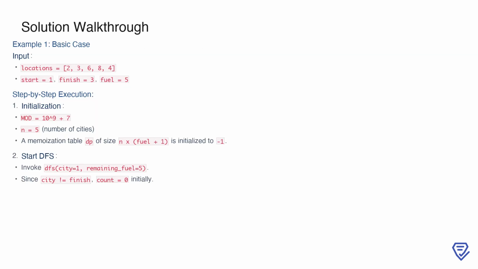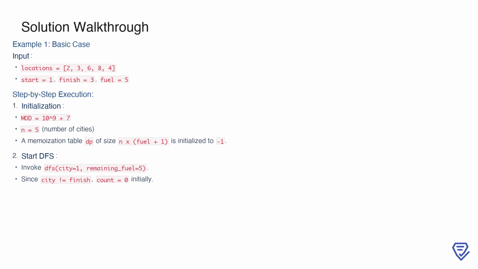Here, we start with a basic example to understand the problem. We are given locations 2, 3, 6, 8, 4, a starting city at index 1, a finishing city at index 3, and an initial fuel of 5. To solve this, we use a depth-first search (DFS) approach combined with memoization.